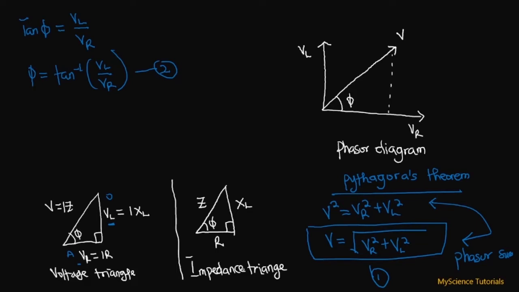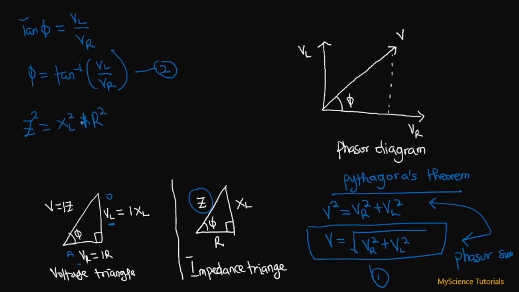Now, if we look at the impedance triangle, we can also do something similar. To find our overall impedance for the circuit, Z squared is equal to XL squared plus R squared.